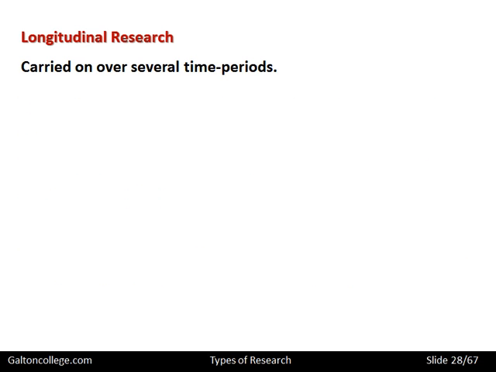Longitudinal research. Well, this is carried out over several time periods. Longitudinal means over time. And longitudinal research means taking different periods of time and looking at variables over a period of time. Looking at, say, within the company, looking at production over a period of time, over a year or over 2 years, or whatever. Looking over certain periods of time. That is longitudinal research.